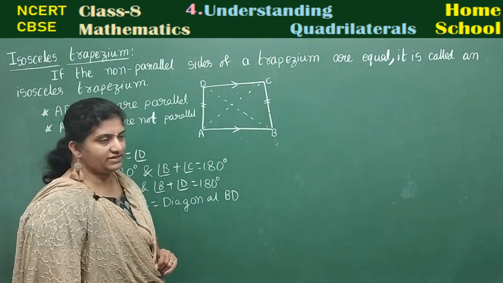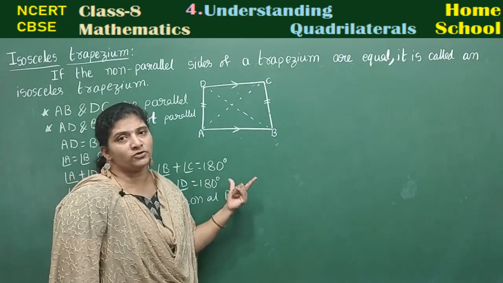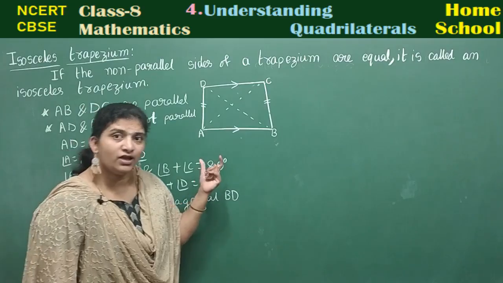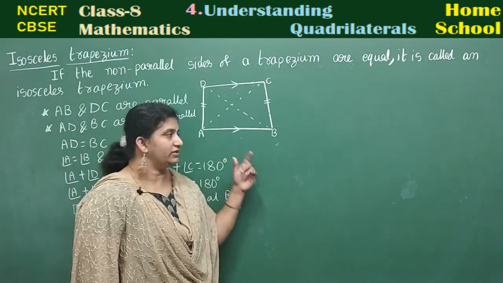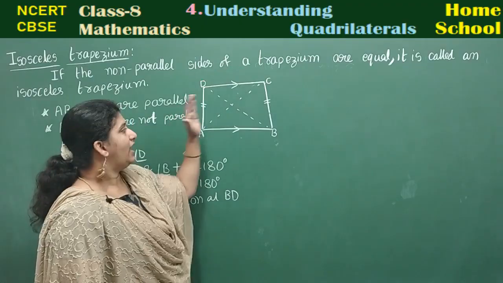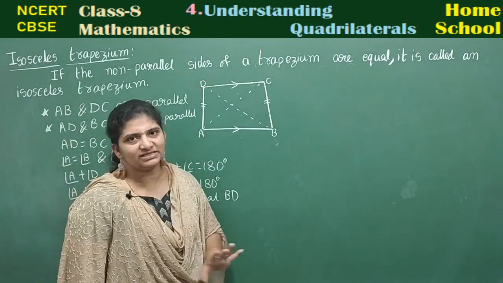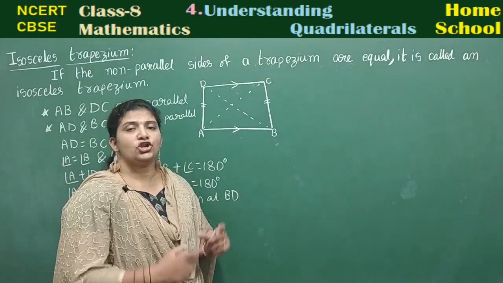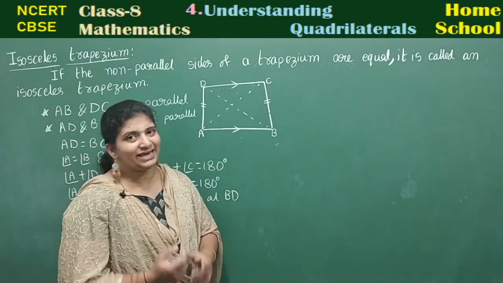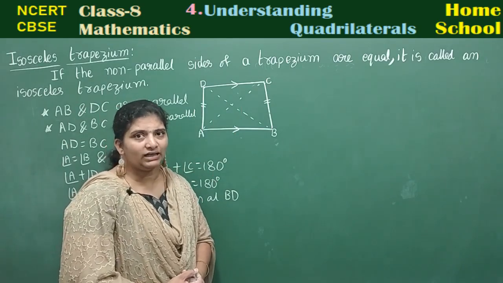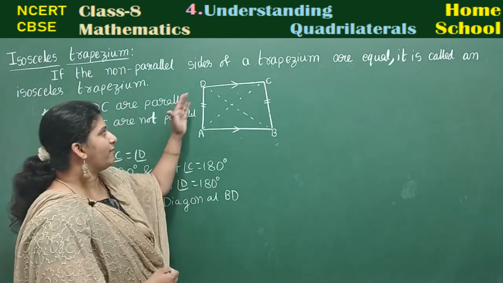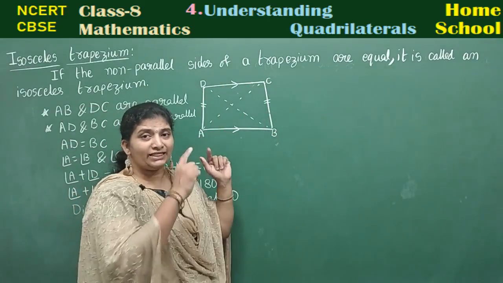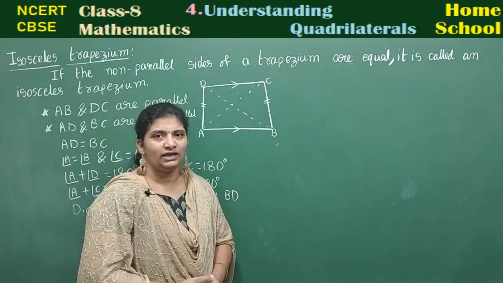If the non-parallel sides of a trapezium are equal, it is called an isosceles trapezium. ABCD is a trapezium where one pair of opposite sides are parallel and one pair of opposite sides are non-parallel. We know this condition. AB is parallel to DC and AD is not parallel to BC. In an isosceles trapezium, AD is equal to BC. The non-parallel sides are equal in length, but they are not parallel. Only the length is equal. Suppose you imagine this as 4 centimeters, then this also will be 4 centimeters. The length of those opposite sides will be equal.